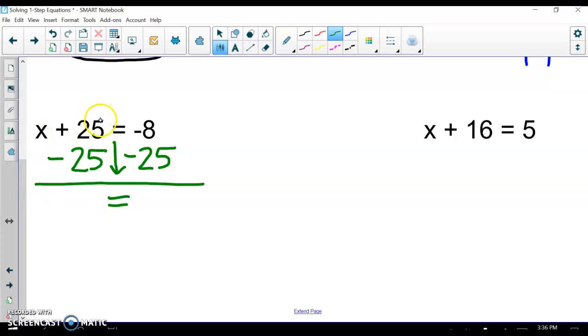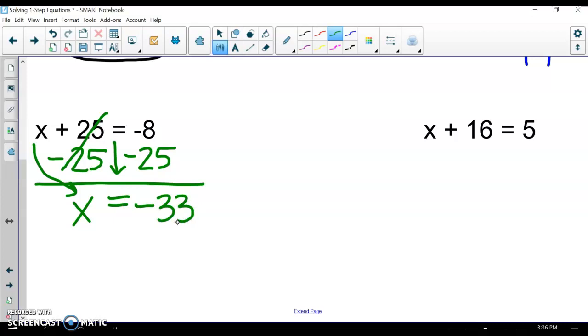We get positive 25 minus 25. This goes back to the same example I just said in the previous slide with $25 and I spent it all. I'm left with $0. So I carry my x down. And we get negative 8 minus 25. That is going to give us a negative 33.